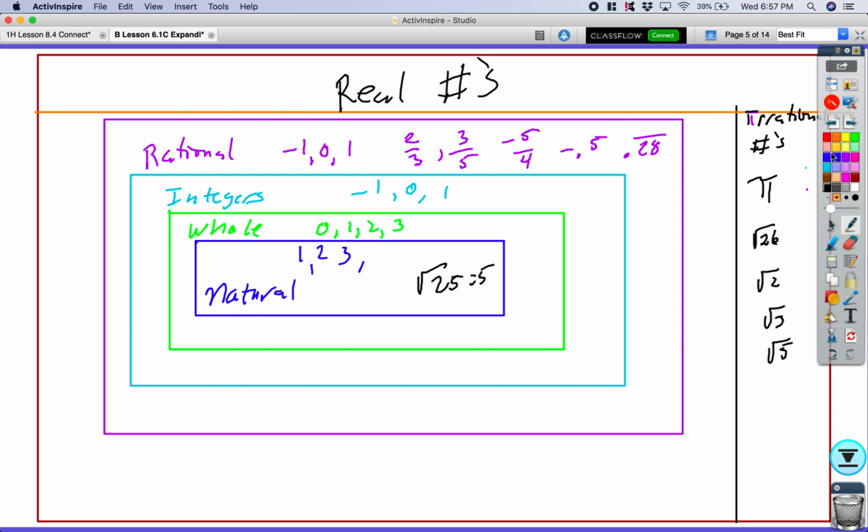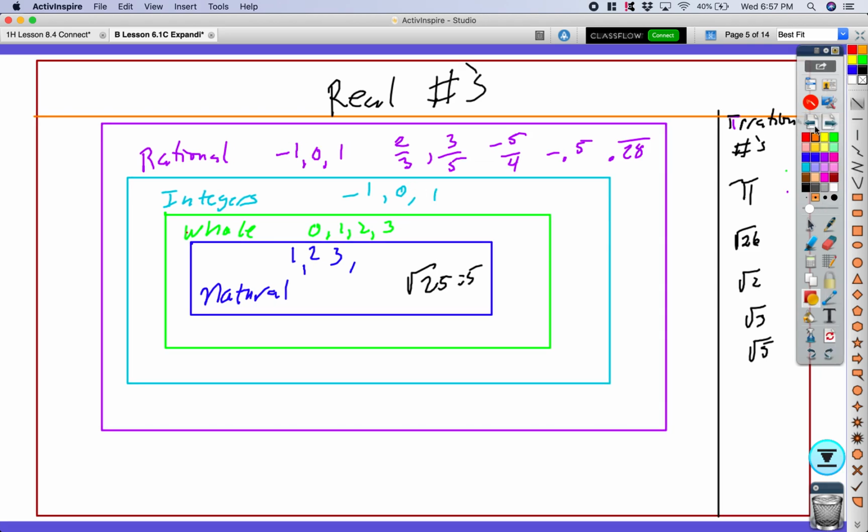So really quickly, guys, when you classify these, if I give you the number 0, you would ask, is 0 natural? No. But is it a whole number? Yes. Which means it's everything after it. So it would be a whole number, an integer, a rational number, and a real number. So whatever the smallest group is, it's everything after that.